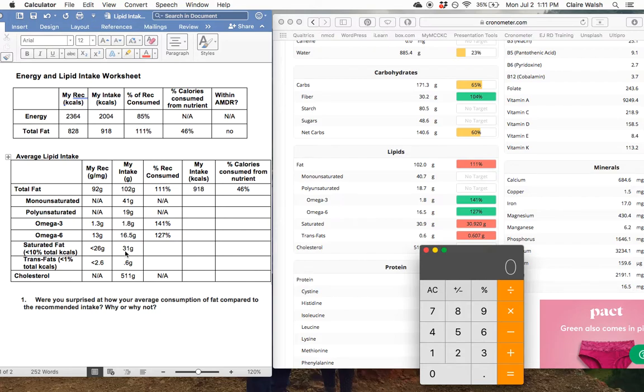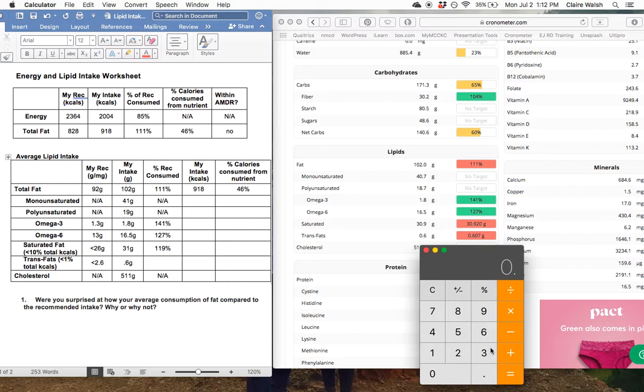Anyway, moving on. So we're going to take our intake divided by your recommendation. So 31 divided by 26. So I consumed 119% of my recommended saturated fat. Since we know that the goal is to be less than 26 grams and I ate 31 grams, we know that this number should be more than 100%. So 119%.